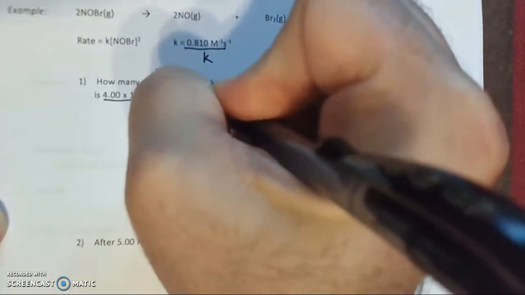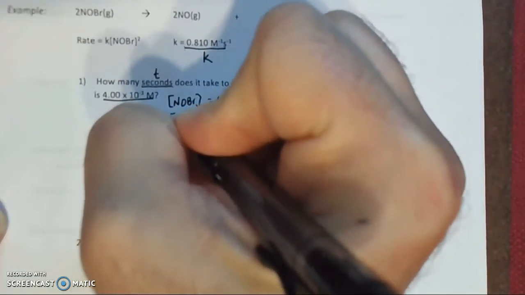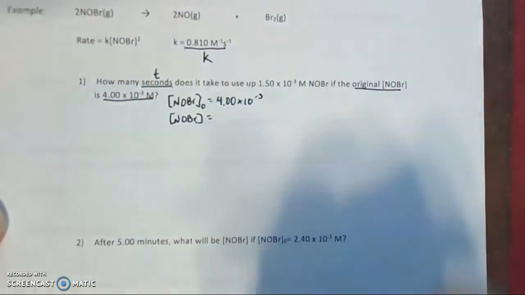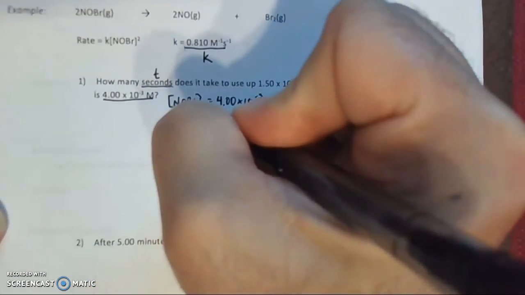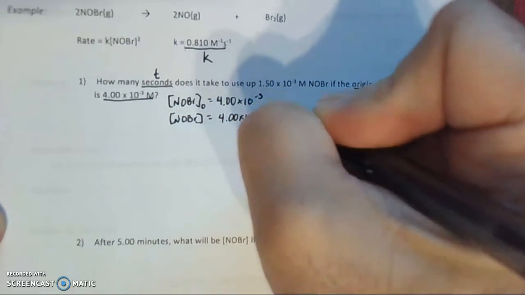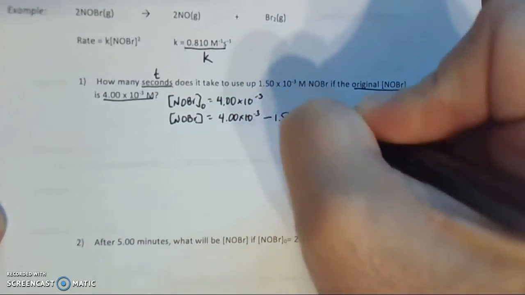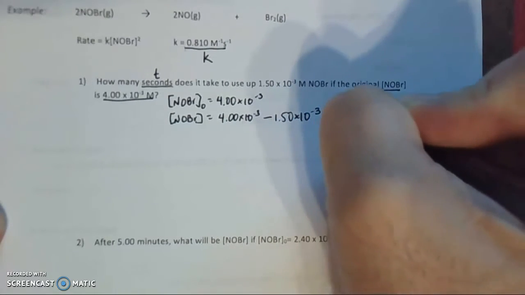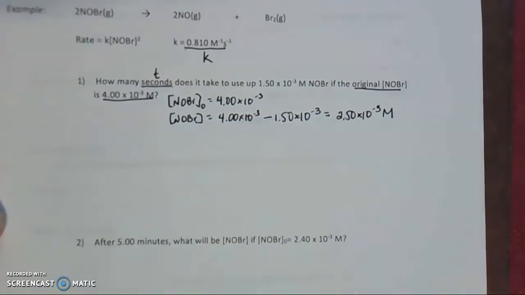So we have to do our NOBr. NOBr sub 0 is 4.00 times 10 to the minus third, but our NOBr at time t is 4.00 times 10 to the minus third minus 1.50 times 10 to the minus third, which gives us 2.50 times 10 to the minus third molar. So make sure that you're reading the problems correctly.